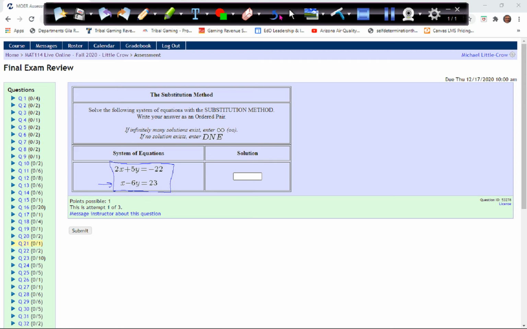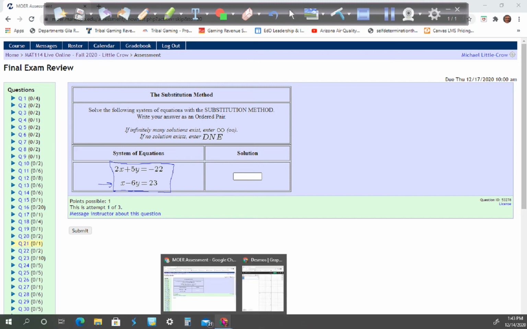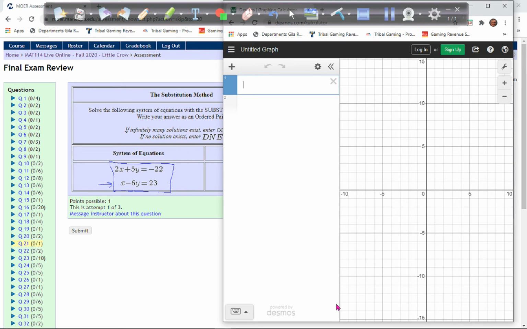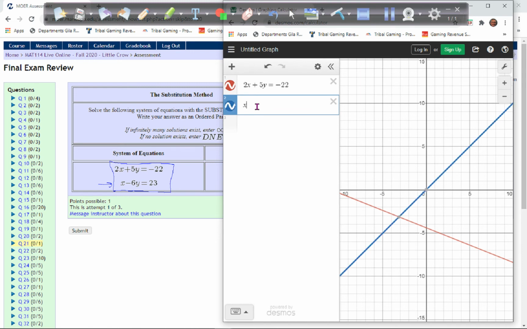Okay, so let's go ahead and pull up the Desmos calculator right here, and all we have to do is type in the equations just as they are. So we get 2x plus 5y equals negative 22. It's as simple as that. As long as we can enter the equations, we're going to click to add an expression, and the second expression, second equation, x minus 6y equals 23.